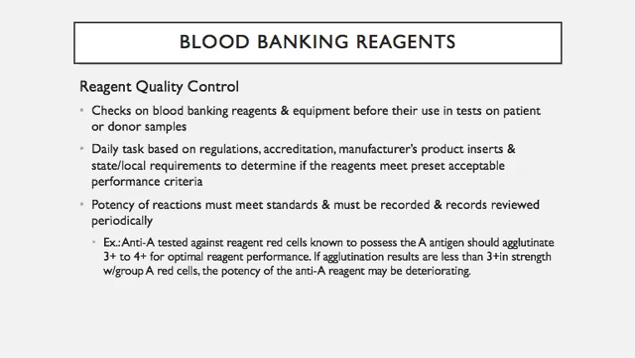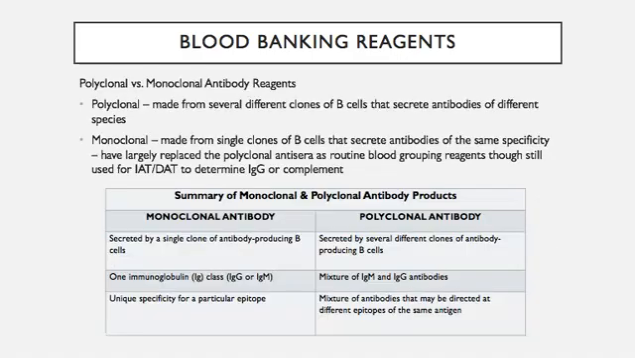The potency of the reactions has to meet standards and they have to be recorded, and those records are going to be reviewed periodically. So for example, if you've got an anti-A reagent tested against reagent red cells that are known to possess the A antigen, you should get an agglutination reaction of either 3+ or 4+ for optimal reagent performance. If you're getting an agglutination reaction that's less than 3+ in strength with your group A red cells, the potency of the anti-A reagent may be deteriorating. So if you're not getting the reactions that you expect, then you might need to get some new reagents.